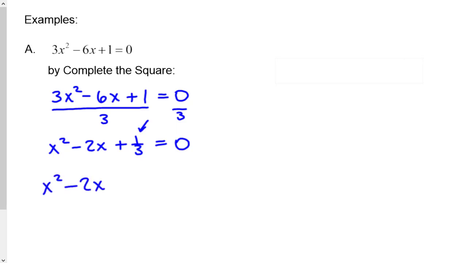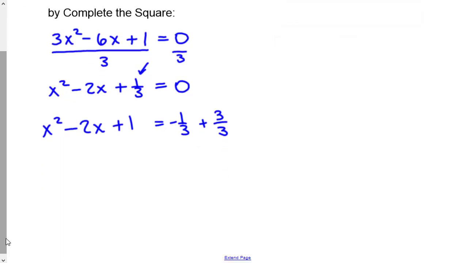So x squared minus 2x equals negative 1/3. If I take negative 2 divided by 2, it's negative 1. Square that. I'm adding 1 to both sides, and I'm just going to go ahead and change that into 3/3 over here because I need common denominators to combine. So this is x minus 1 quantity squared equals 2/3.